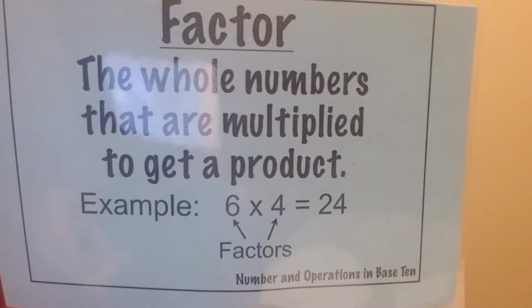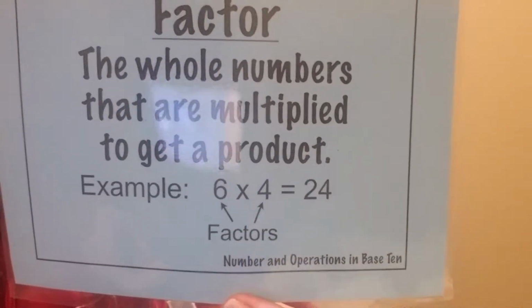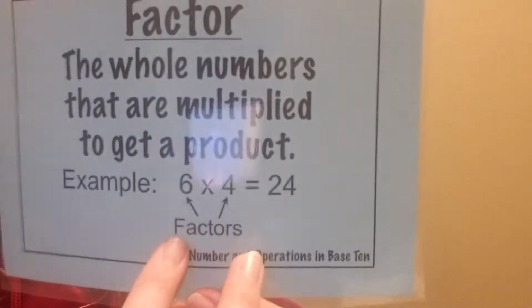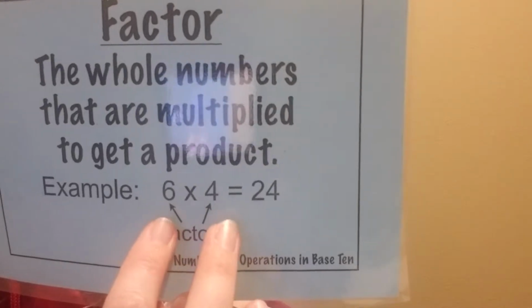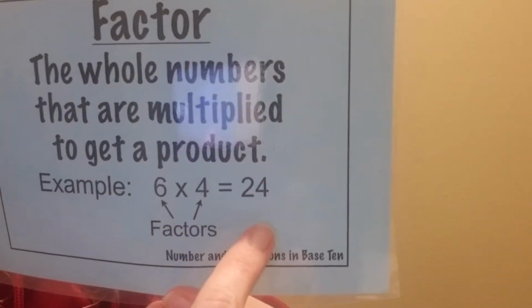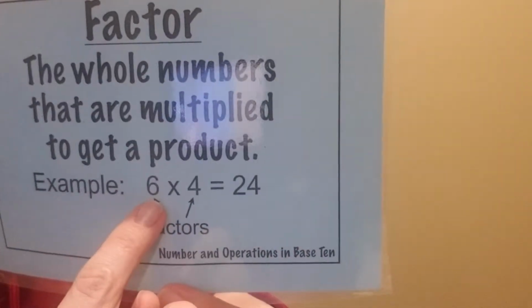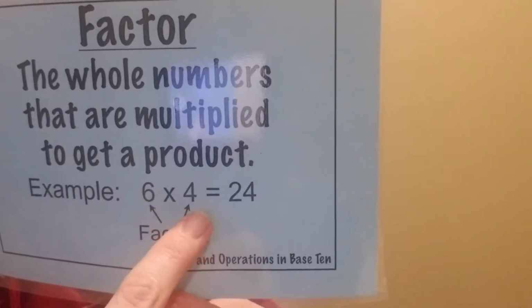We're going to talk quickly about factors and remember what factors are. The easy way to remember factors is that they're the two numbers that are multiplied in a multiplication sentence to get another number. So 6 times 4 equals 24. These are your factors. Factor times factor equals product. Do that quickly with me. Factor times factor equals product.